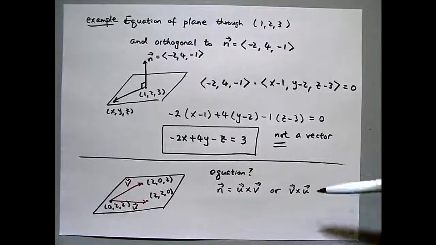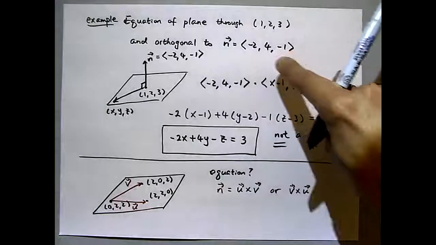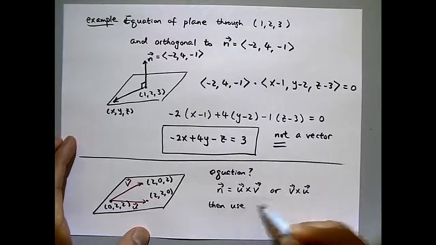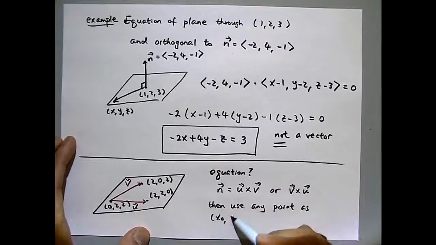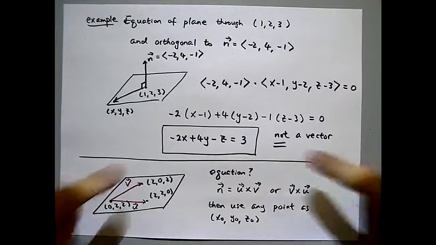So that's my normal vector, 1, 2, 3. And then I need 1 point. I choose any of these 3 points to be the point I work with. Then I use any point as the x0, y0, z0. And then I can put together my equation. It'll turn out to look like that.